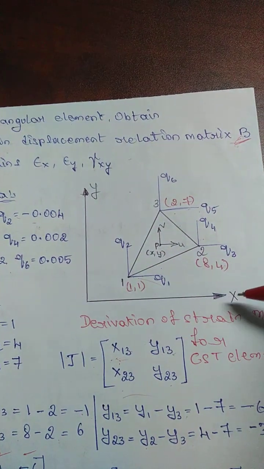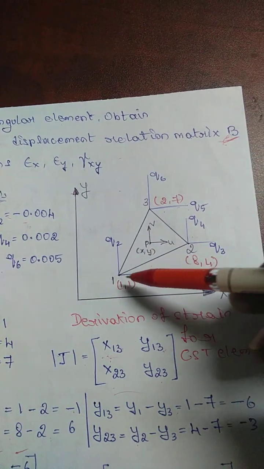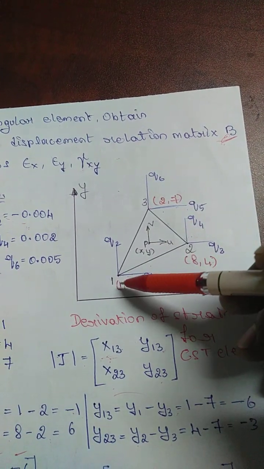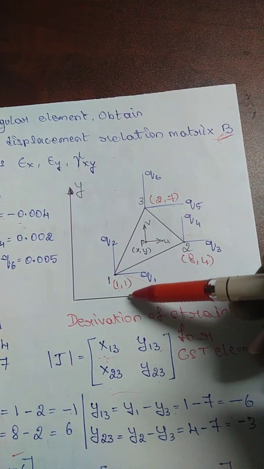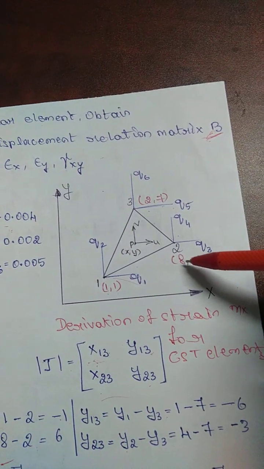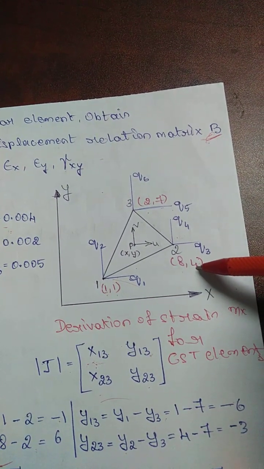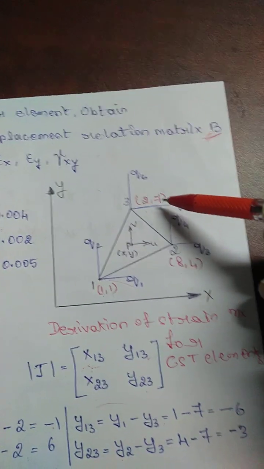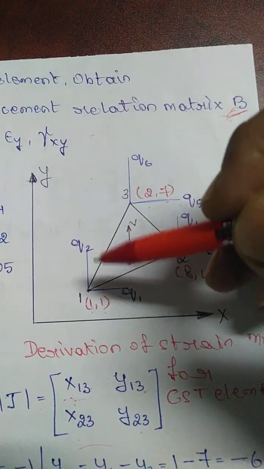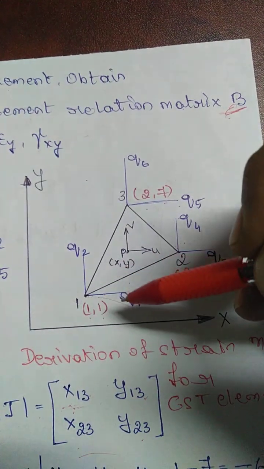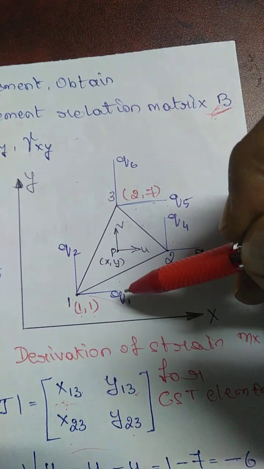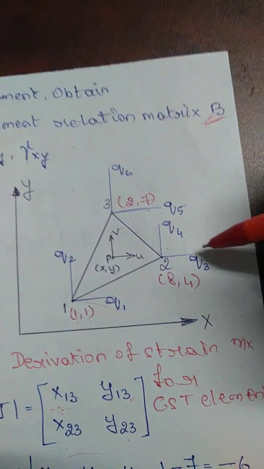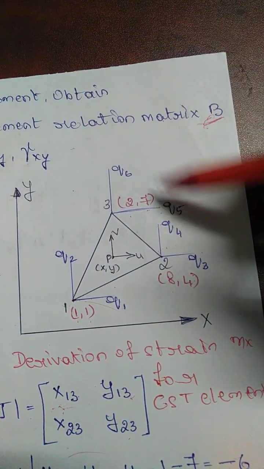So global coordinates x and y, element node 1, node 2, node 3. So at node 1, x1 is 1, y1 is 1, x2 is 8, y2 is 4, and x3 is 2, y3 is 7. With respect to these three nodes, they have given the displacements q1 in the direction of x, q2 in the direction of y. Similarly, q3, q4, q5 and q6.